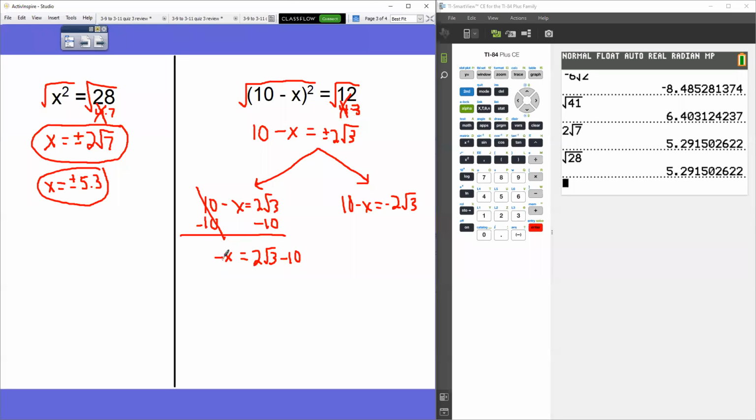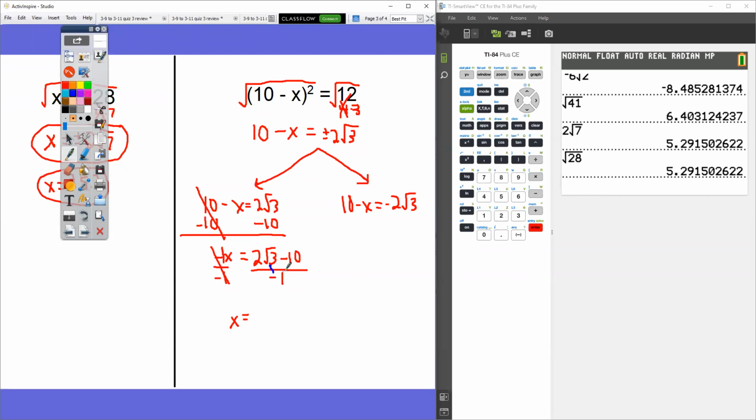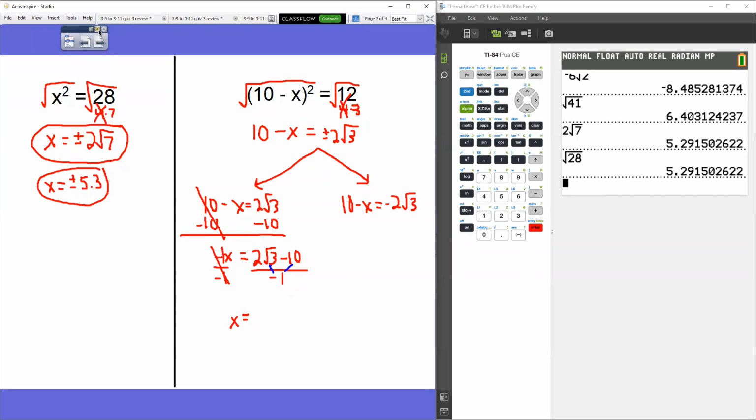But now we're not done solving this one yet. There's really a negative 1 in front of the x. So to get the x all by itself, we need to divide by negative 1 and divide by negative 1. When we divide by negative 1, we need to do each of these terms divided by negative 1, all right? We need to do the 2 radical 3 divided by negative 1 and the negative 10 divided by negative 1, each one individually. So 2 radical 3 divided by negative 1 is negative 2 radical 3. And negative 10 divided by negative 1, a negative divided by a negative is a positive. So this would be our answer.